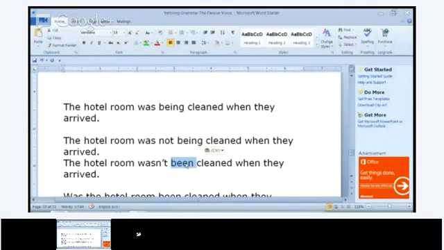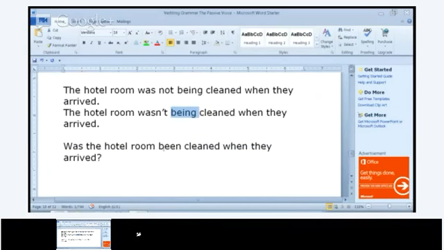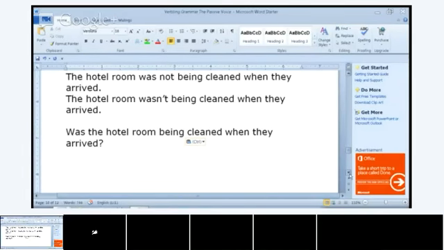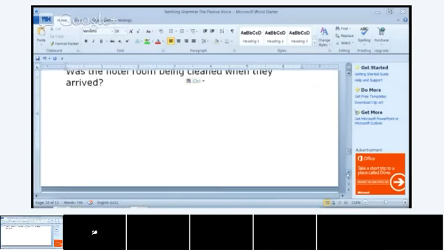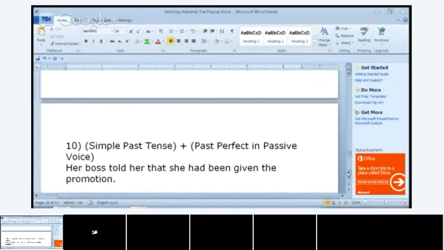Yes, this is the past continuous. So we need the continuous form with the verb to be plus cleaned, which is the past participle of the verb to clean. Thank you. I had corrected that in an earlier version, but not in this one. Thank you. Extra points. Now let's go ahead to this final example.